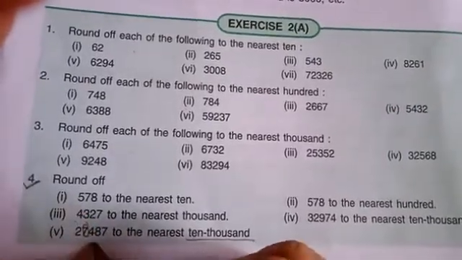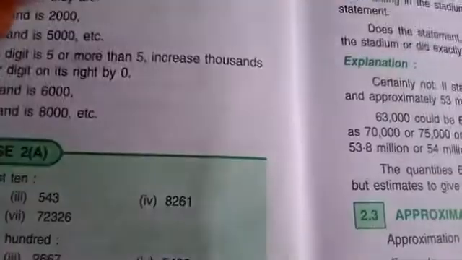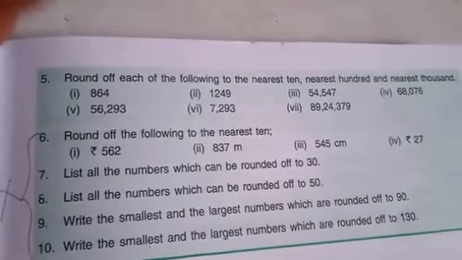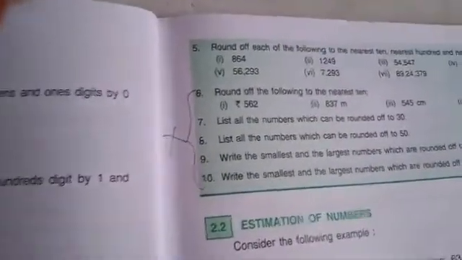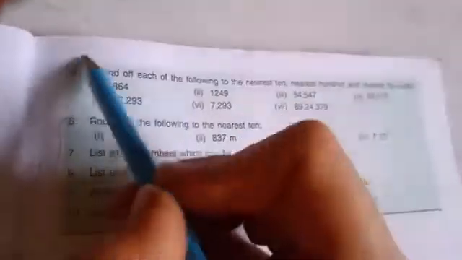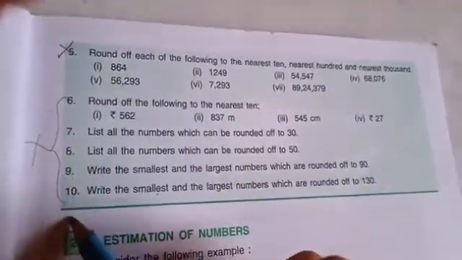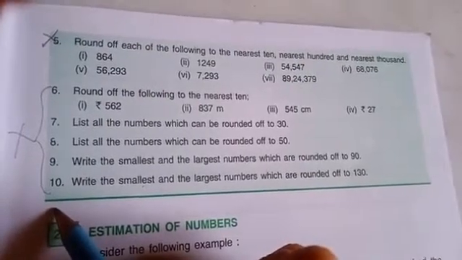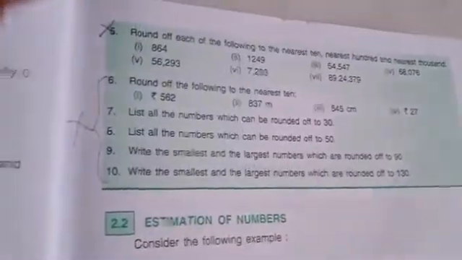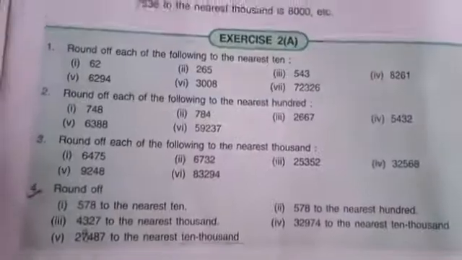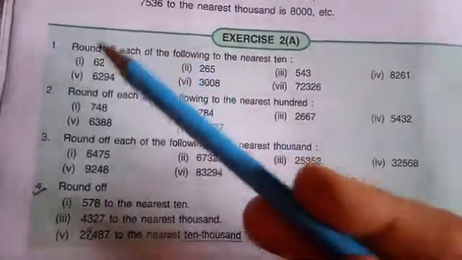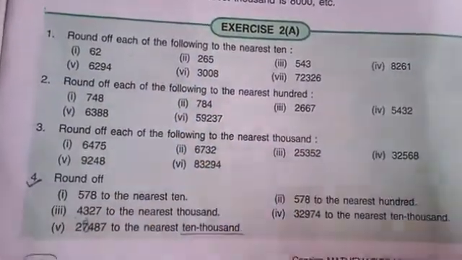Question number 5 is not to be done, so 5 is also cancelled. Questions 5, 6, 7, 8, 9, 10 we are not going to solve. Only the important ones we are picking now. So question numbers 1, 2, 3, 4 only you will solve.